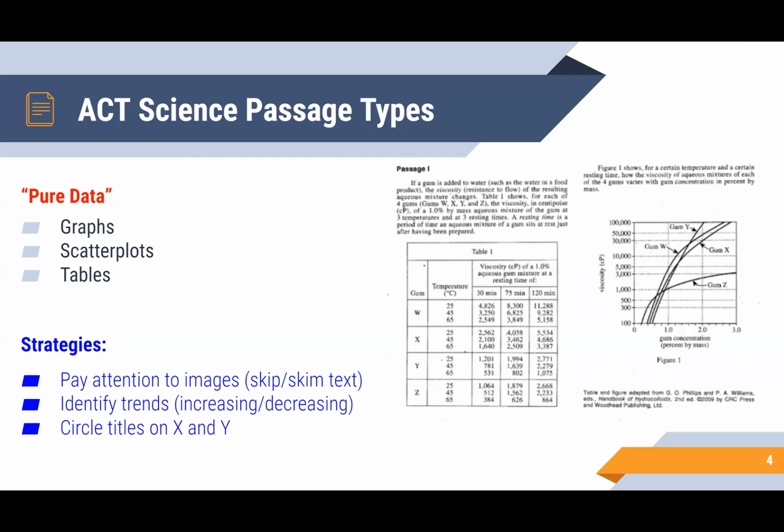Recommendations I would give you for this passage type: pay attention to the images. So here we've got table 1, we've got figure 1. I would skim the text at most. Don't pay too much attention to the text unless you can't find your answer anywhere else. And really try to identify trends. For example, as the time increases here, what happens to the viscosity? It looks like the viscosity also increases. Or as the gum concentration increases, what happens to the viscosity? It looks like those also increase. So trends are important. Pay attention to the images, and also circle your title. Pay attention to X and Y. Those will help you find information quickly.